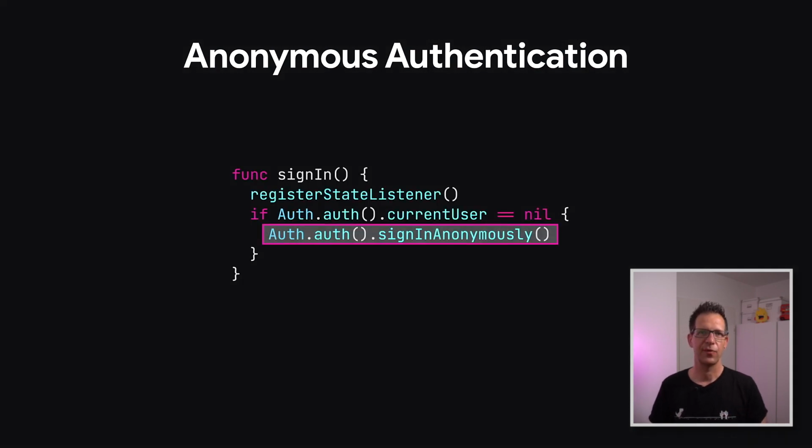And implementing anonymous auth is super easy. You just call sign in anonymously. Firebase keeps the ID token that you receive in the keychain, so the next time a user starts your app, they will still be signed in.